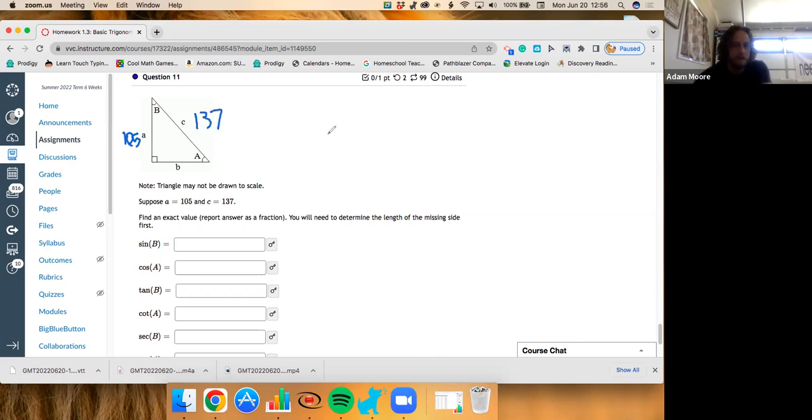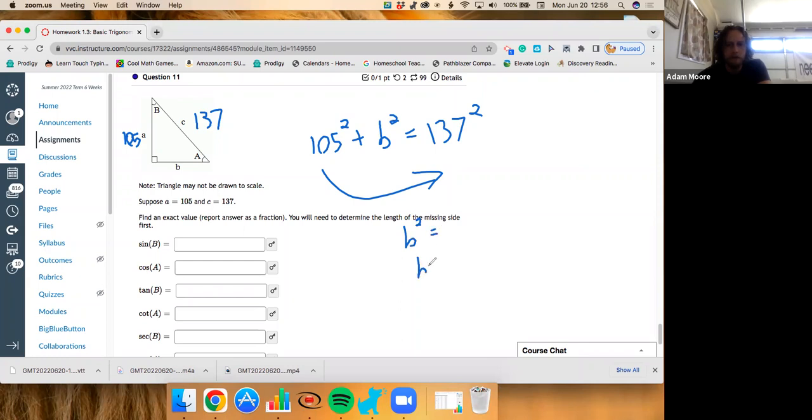You'll do it the same way as before, but just remember this is going to be 105 squared plus some B squared equals 137 squared. Run your numbers, and then you'll have to subtract over to the other side like we did in section 1.1 probably, and then you get B squared equals something, and then B equals the square root of that. Just don't forget it's a minus this time, and then fill in your blank here. I'll bet it'll come out nice. If it doesn't, you can always leave the radical on it.